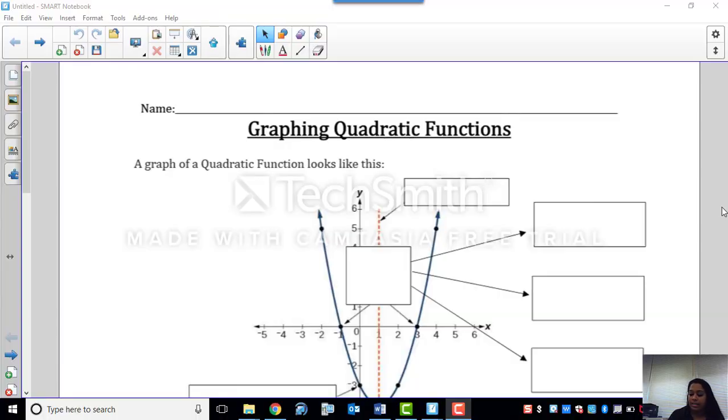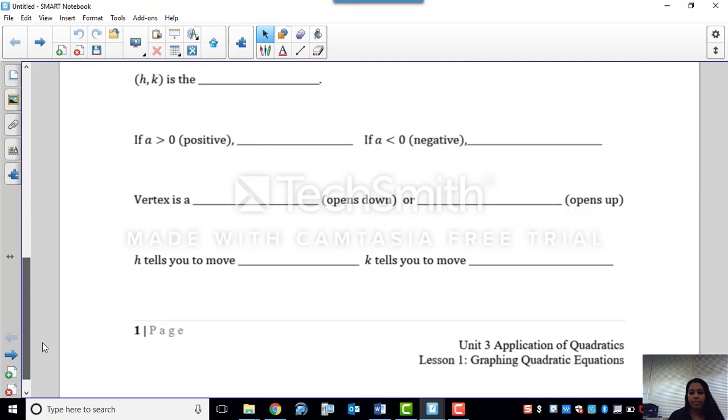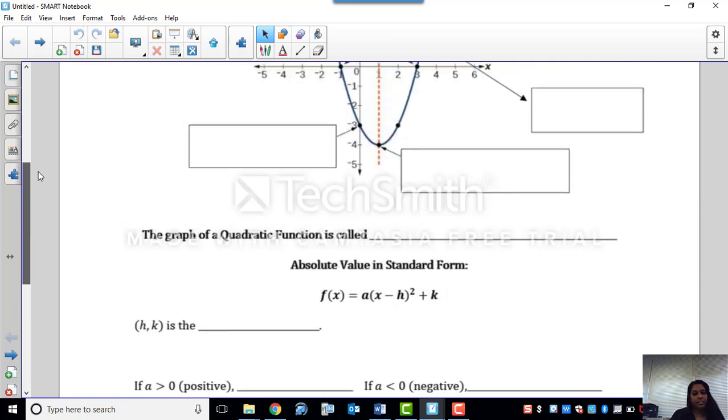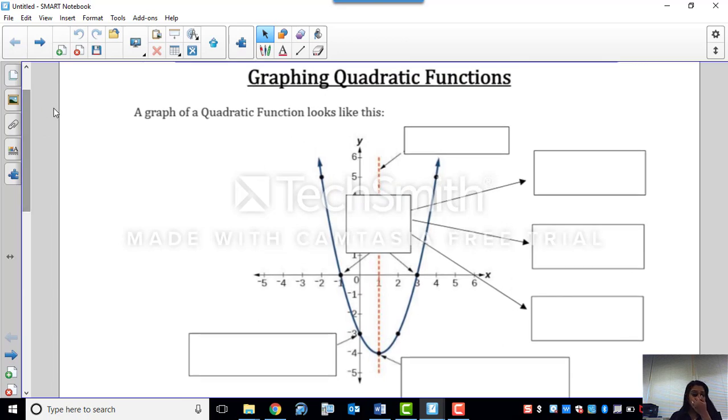All right, class. In this lesson, we're going to start Unit 3, Lesson 1. In Unit 3, we're going to learn how to graph quadratic functions. Unit 3, Lesson 1: graphing quadratic equations or functions. Okay, let's look at the characteristics of a quadratic function.